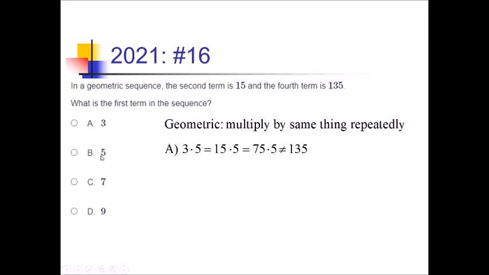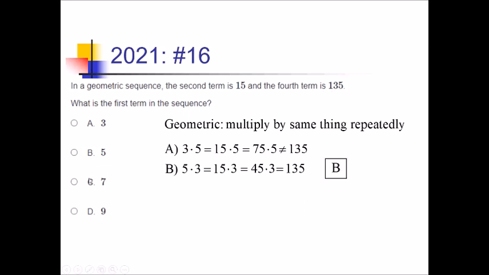Let's look at B now. If I start with 5 and I get to 15, that means I must have multiplied each time by 3. So let's see what happens if I multiply a couple more times by 3. 15 times 3 is 45. And then 45 times 3, feel free to use some long multiplication if you need to. 3 times 40 is 120. 3 times 5 is 15. 120 and 15 gives us 135. So we do have a fourth term of 135. So it's looking like choice B is going to be our answer.